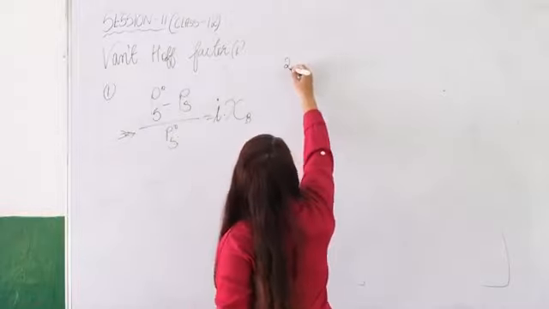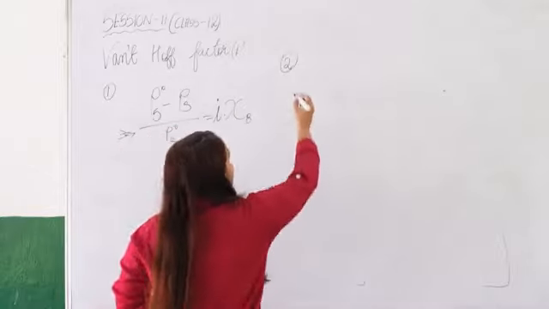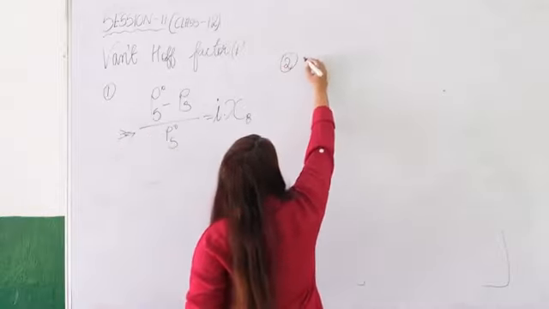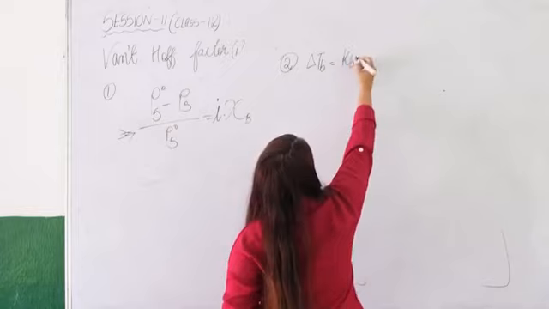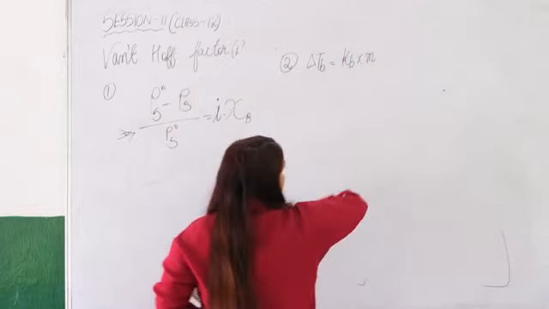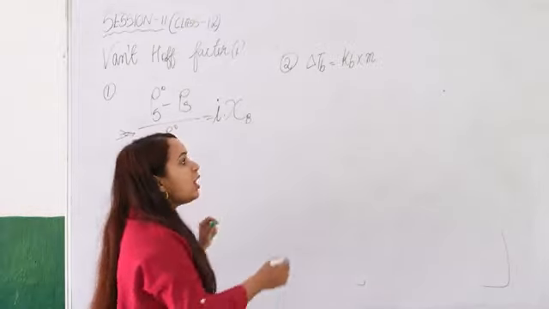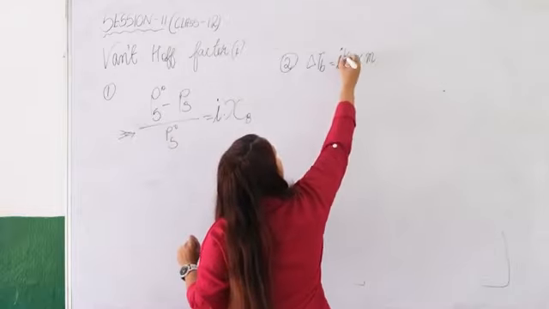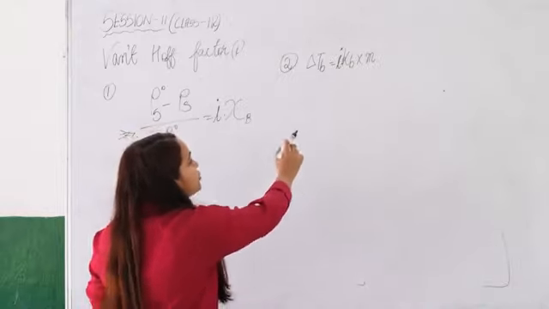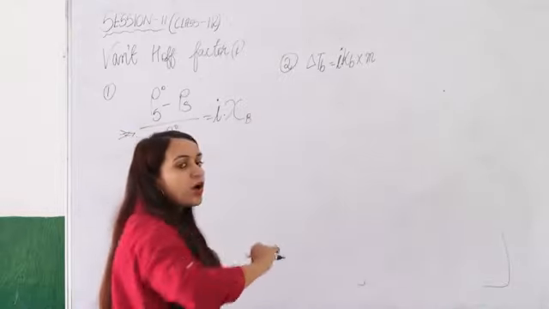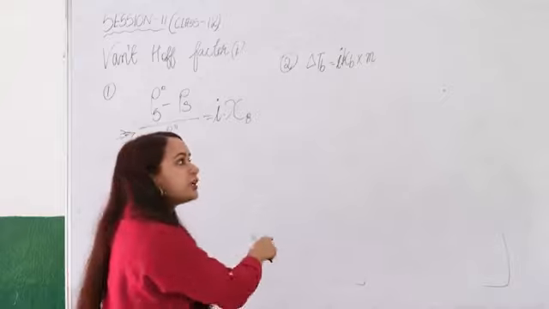Now, in order to correct the abnormal molecular mass obtained from the second colligative property, which is elevation in boiling point, del Tb is given as molar elevation constant multiplied with molality. We need to multiply the Vant Hoff factor towards the right hand side. By doing so, we can correct the abnormal molecular mass obtained from this second colligative property.